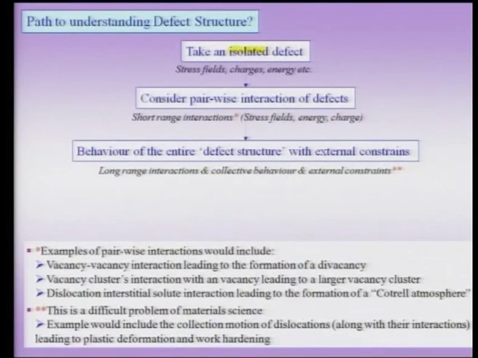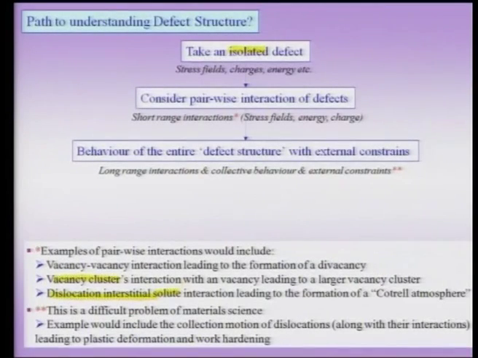Of course, then we can consider interaction between, for instance, a vacancy and a vacancy cluster. A vacancy cluster may have a lot of vacancies, and I can talk about its interaction with an isolated vacancy. So, for instance, this vacancy cluster could grow, or it can emit vacancies and shrink. So, there are these various possibilities, but I need to talk about an individual vacancy with a vacancy cluster.